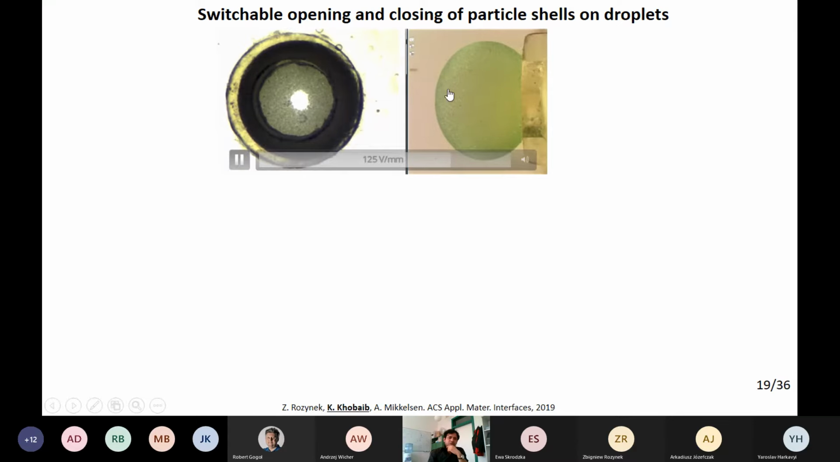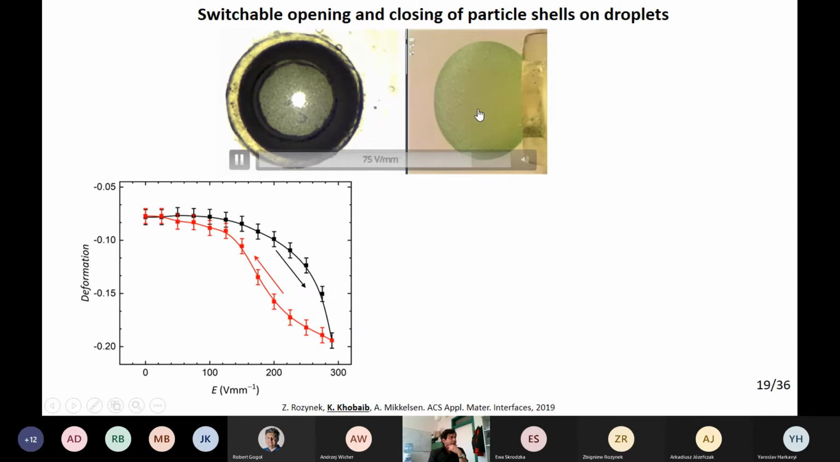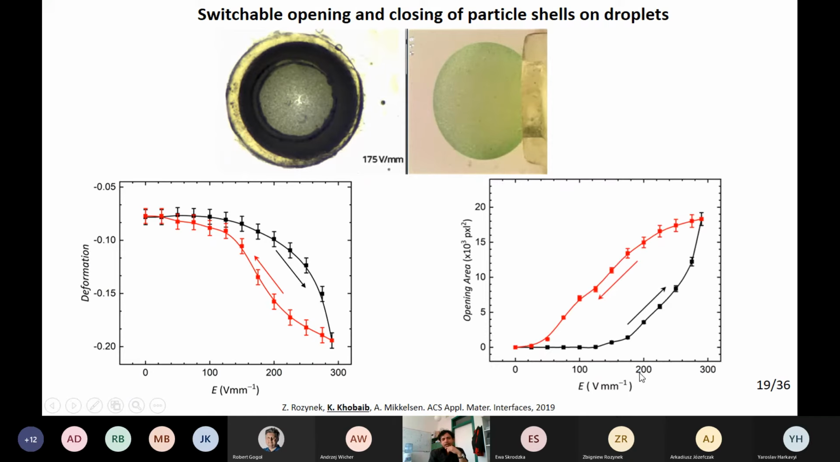We also calculated the magnitude of the deformation from the right panel of the video, and we plotted the deformation against the electric field. What we found is that when the electric field increased, the deformation increased, but when we started decreasing the electric field, our system exhibited hysteresis. We also calculated the magnitude of the opening of the particle shell against the electric field, and similar to the droplet deformation, the opening area also exhibited hysteresis.